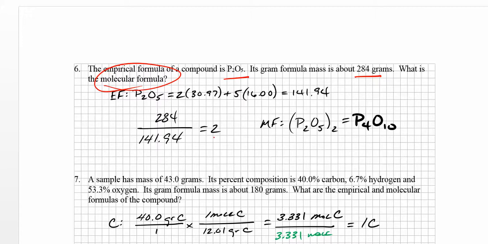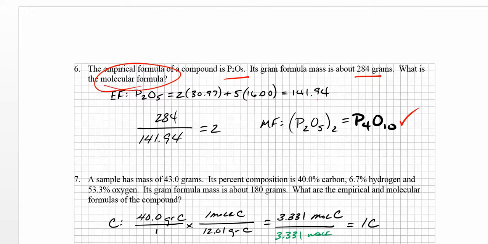So what I'm going to do to arrive at the molecular formula is take the empirical formula, which is P2O5, and just multiply it by 2. And when I do that, I get P4O10. So the molecular formula is P4O10. Remember, the empirical formula was P2O5, but the molecular formula is P4O10, and I figure that out based on the fact that the gram formula mass was double the 141.94 that I calculated.